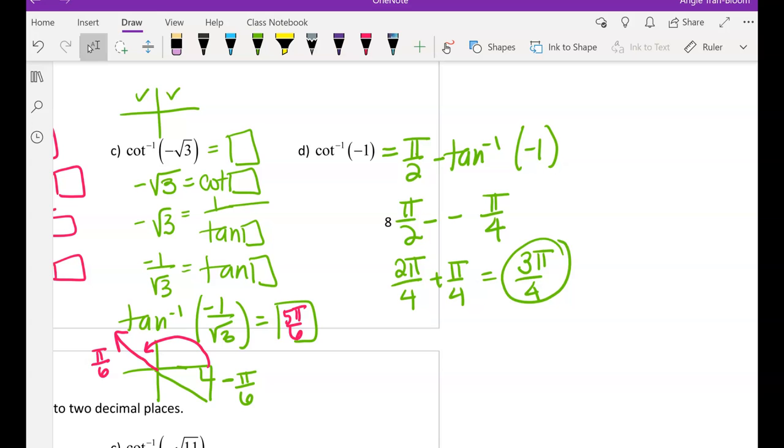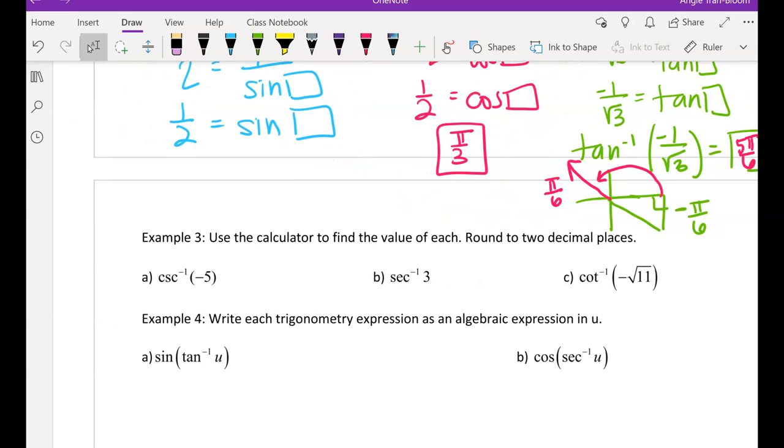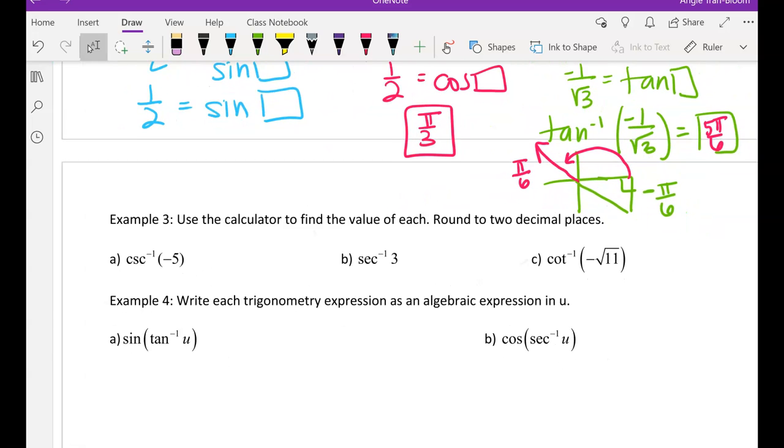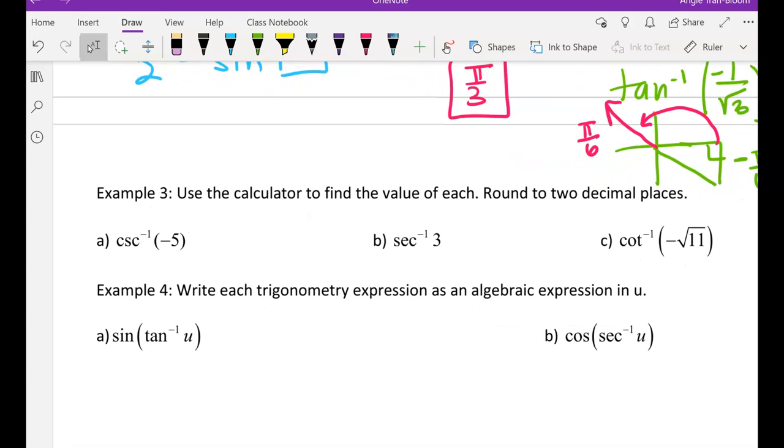Okay, take out your calculator. Now, I want you to find the answer, rounded to 2 decimal places, of the next example. This is testing your calculator ability. Once you have an answer, make sure you talk to your friend, like, hey, I got this, did I enter it right? Degrees or radians? Radians. Go back to radians.